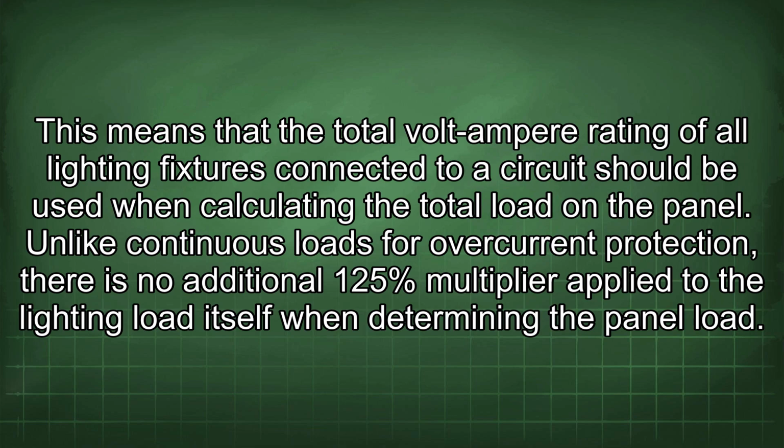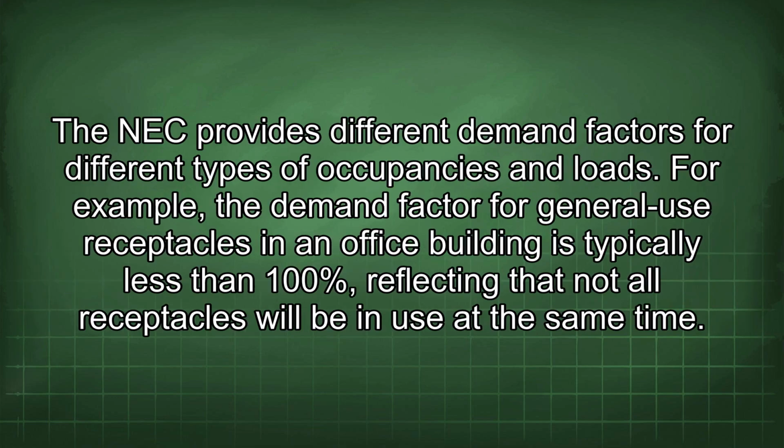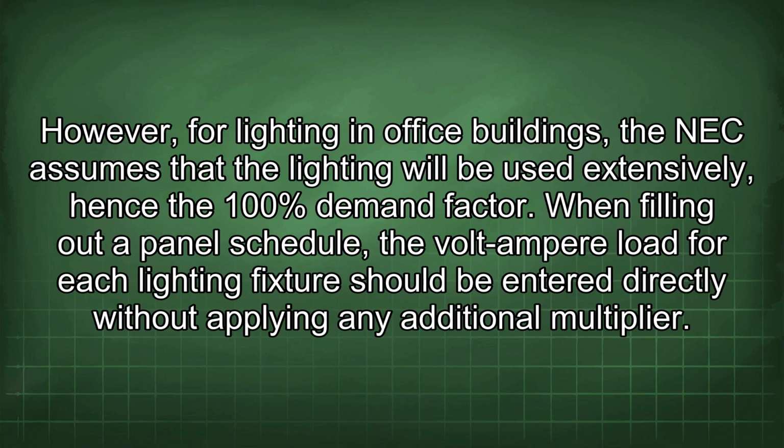Unlike continuous loads for overcurrent protection, there is no additional 125% multiplier applied to the lighting load itself when determining the panel load. The NEC provides different demand factors for different types of occupancies and loads. For example, the demand factor for general use receptacles in an office building is typically less than 100%, reflecting that not all receptacles will be in use at the same time. However, for lighting in office buildings, the NEC assumes that the lighting will be used extensively, hence the 100% demand factor.